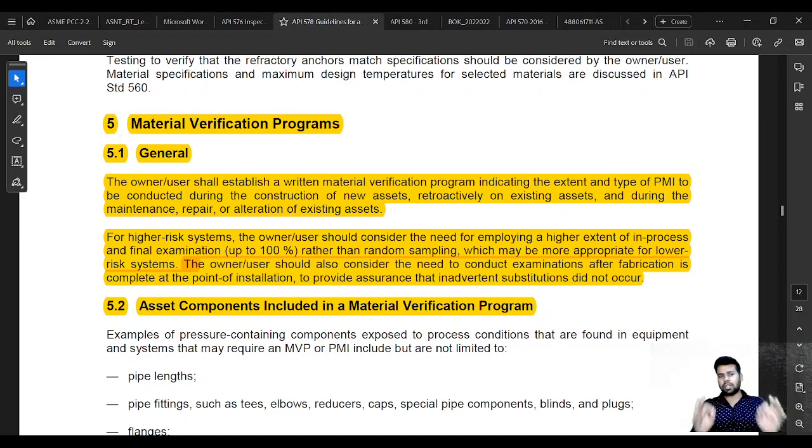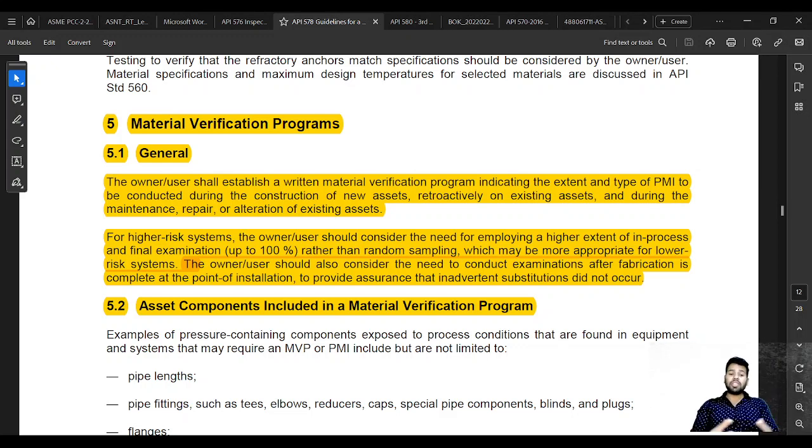Now, in the last video, in the scope section, we saw that it is the responsibility of the owner and user to develop a material verification program as per their needs. In that case, Section 5 gives some recommendations for the owner and user, or a methodology on how to make a material verification program for any organization, depending on the risks involved, the product forms involved, and the areas where verification is needed. All of these things will be written in the material verification program itself.